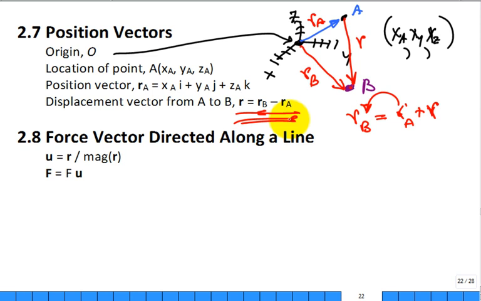All right, once I have position vectors, I can get magnitudes of displacements between points. That gives me the direction. I can multiply a force times a unit vector in that direction. I can get force directed along a line. Maybe I have a rope and I'm pulling on that rope. The tension of that rope, you could have some sort of two points define the rope. And now I have the force vector defined using those two geographic locations of points.